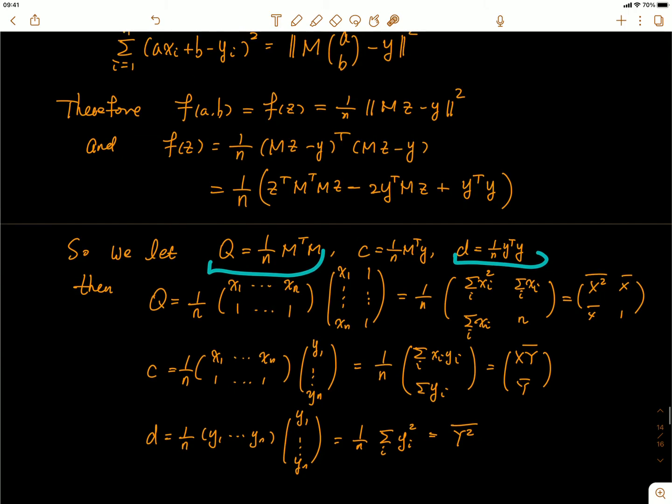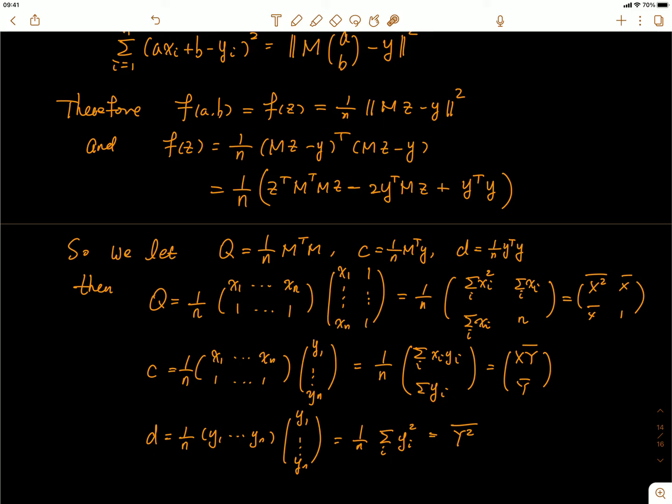Okay, so now we just need to rewrite the Q, c, and d in the shortcut notations the problem defined. So how do we do that? The Q is 1 over n times M transpose M. So this is the M, and this is the M transpose. Since this is a 2 by n matrix and this is an n by 2 matrix, when I multiply them, I should get a 2 by 2 matrix.